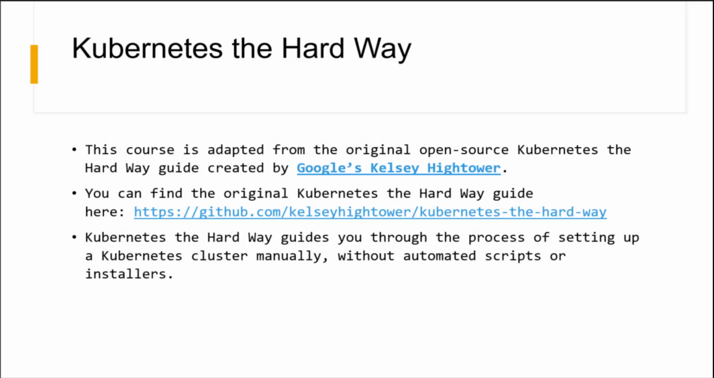This course has been adapted from the original source, Kubernetes the Hard Way, created by Google's Kelsey Hightower, and you can find the original Kubernetes the Hard Way at this particular link. Kubernetes the Hard Way guides you through the process of setting up a Kubernetes cluster manually without automated scripts or installers. So this is just to understand the infrastructure of how Kubernetes works. We are not going to use this in production, but it really helps us in case we want to scale up things, and in case we are limited to the service provider. Like if we are using Amazon EKS and some services, sometimes we feel that okay, we are limited to this only, but if we know the architecture, we can extend that to whatever we need.